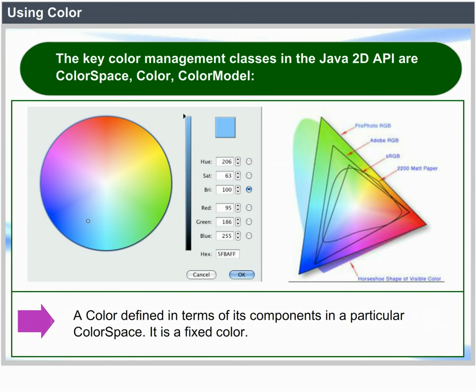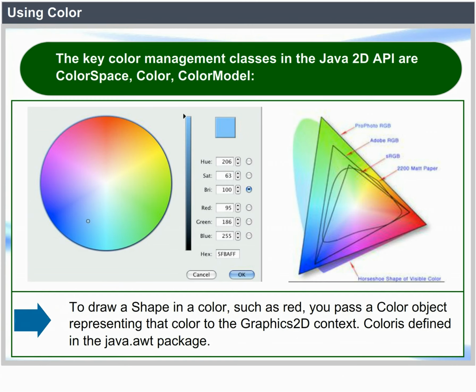A color is defined in terms of its components in a particular color space. It is a fixed color. To draw a shape in a color such as red, you pass a Color object representing that color to the Graphics2D context. Color is defined in the java.awt package.